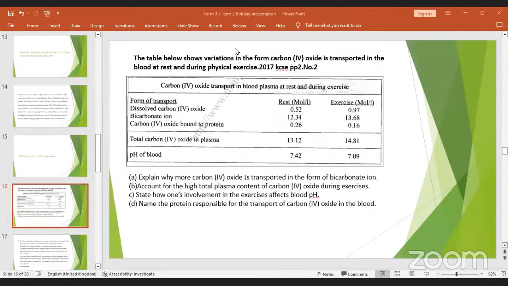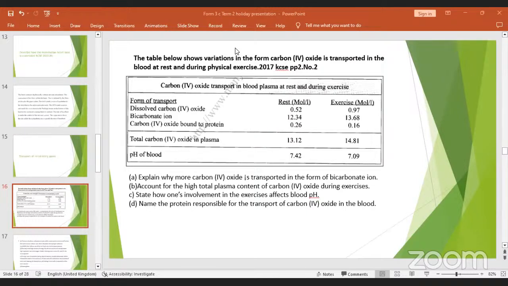Or you can say that during heavy exercise, there is a high rate of respiration and more lactic acid is formed, which now lowers the pH in the blood plasma. Now we know why we form a lot of lactic acid and carbon dioxide. It's because when you are engaging in heavy physical exercise, the body is not able to respire aerobically. Aerobic respiration takes a longer time. So the body resorts to anaerobic respiration to produce energy faster.